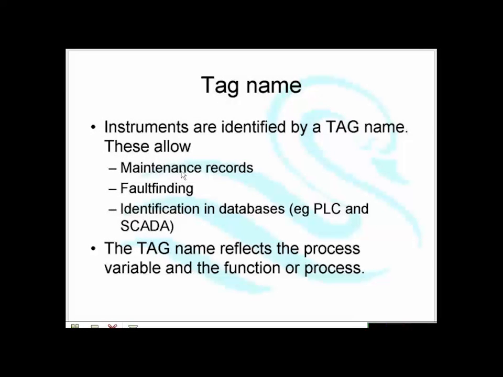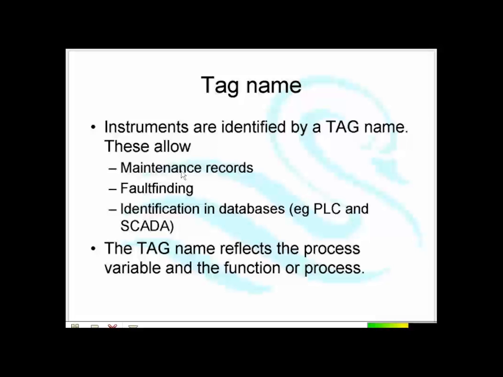The first thing is that we name all the instruments and we label all the instruments. All the instrumentation stuff is labeled using what's called a tag name. This tag name is used throughout the entire factory, and it's used in the maintenance records, in the fault finding, in the identification, in the databases for PLCs and SCADAs. There are rules for tag naming. There's an ANSI rule system and a German system, but there isn't a set of rules for mine sites.